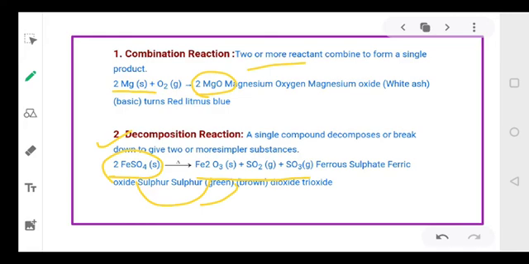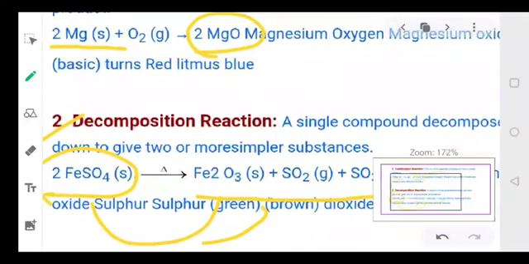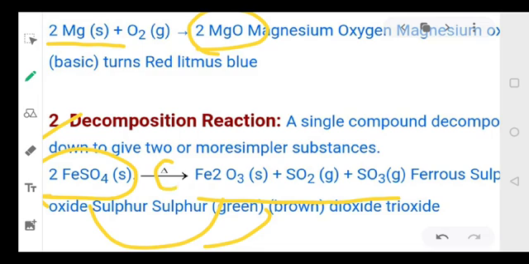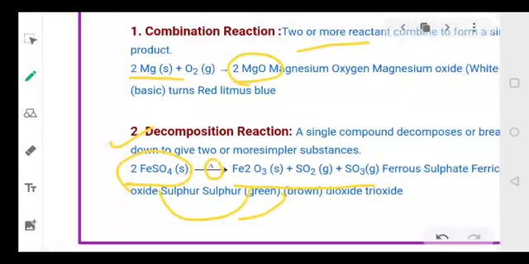And the example is of ferrous sulfate, FeSO4. When we heat ferrous sulfate, this triangle means heat, it breaks into ferric oxide, that is Fe2O3, plus SO2 plus SO3. So what will be your observation? Gases are formed. Sulfur dioxide and sulfur trioxide, two gases are formed.